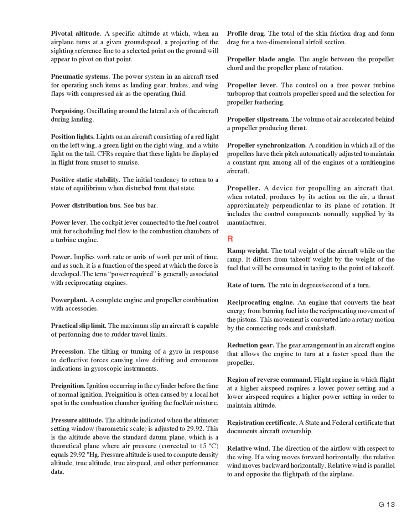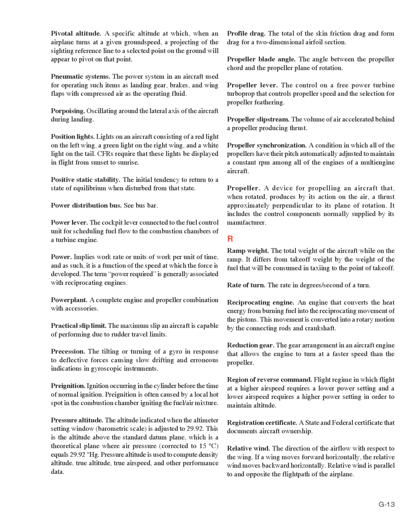Pivotal altitude. A specific altitude at which, when an airplane turns at a given ground speed, a projecting of the sighting reference line to a selected point on the ground will appear to pivot on that point. Pneumatic systems. The power system in an aircraft used for operating such items as landing gear, brakes, and wing flaps with compressed air as the operating fluid.